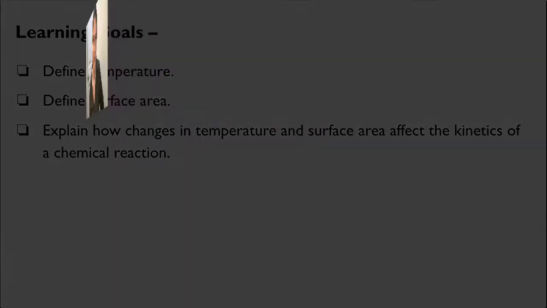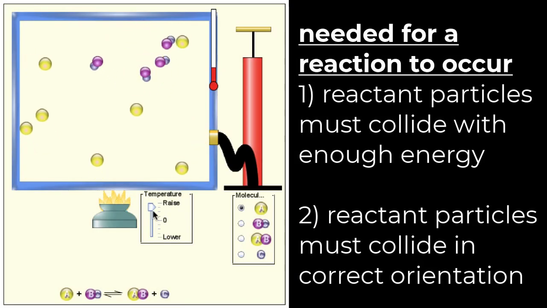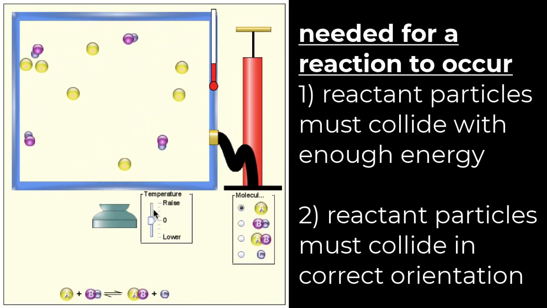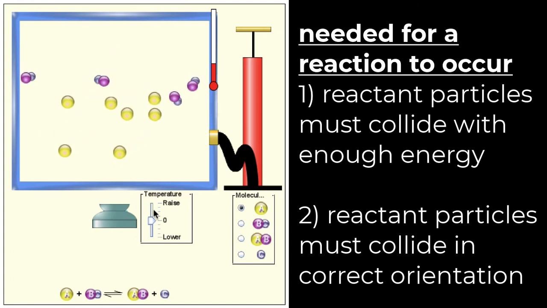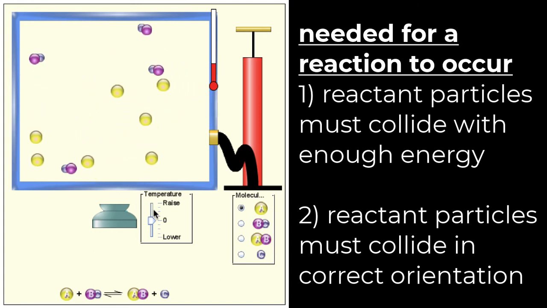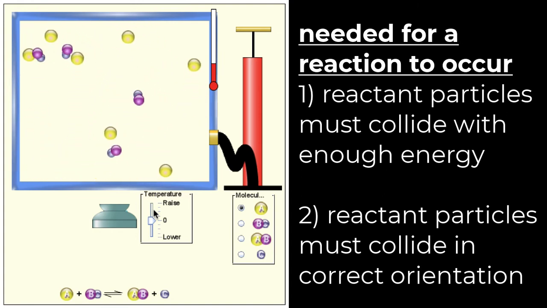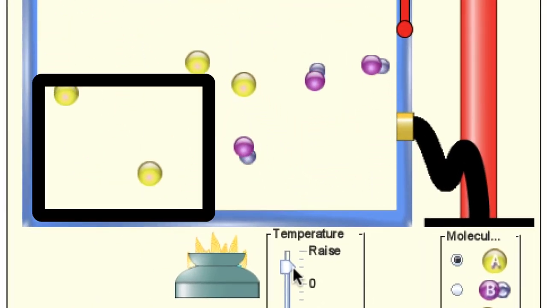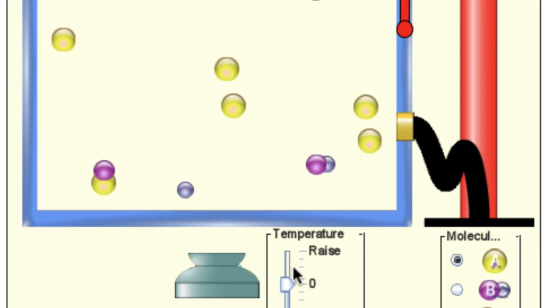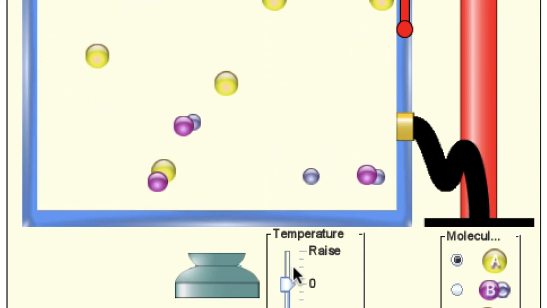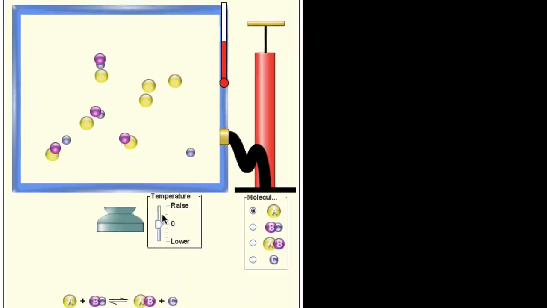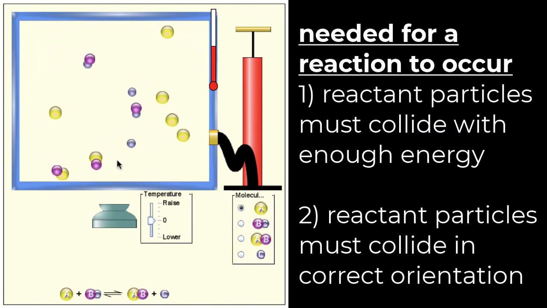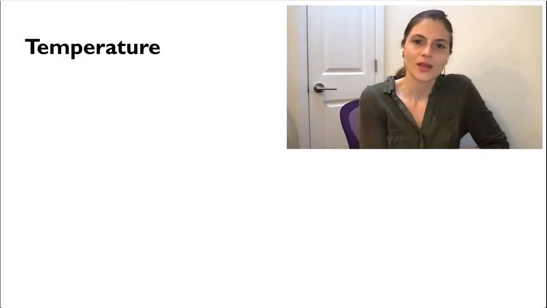Let's get to it. A quick reminder. For a reaction to occur according to collision theory, two things must happen. Reactant particles must collide with enough energy to break any bonds holding the particles together, and reactant particles must collide in the correct orientation for new bonds to be formed. So the more collisions that occur, the higher the probability that both of these needs will be met.